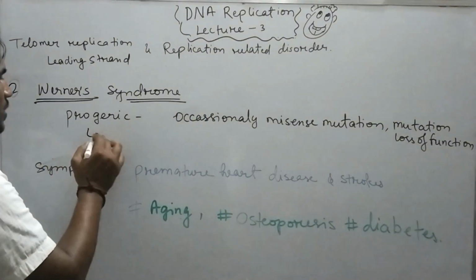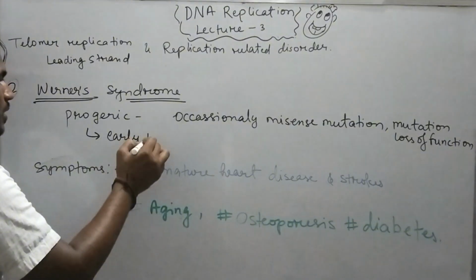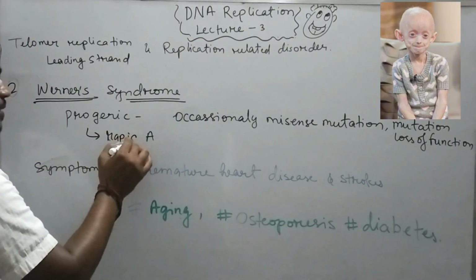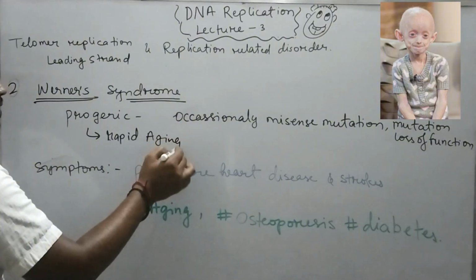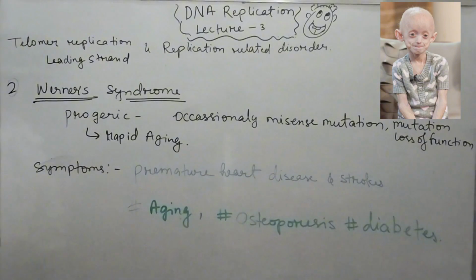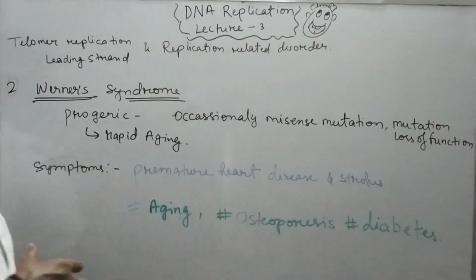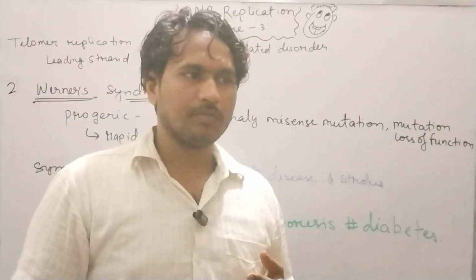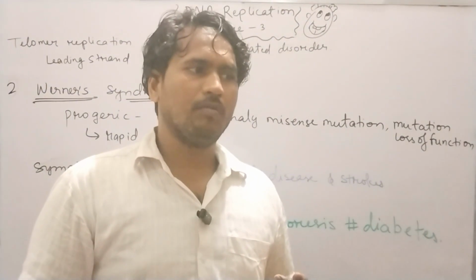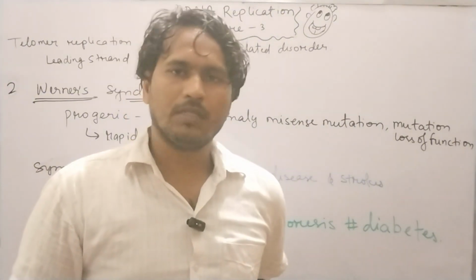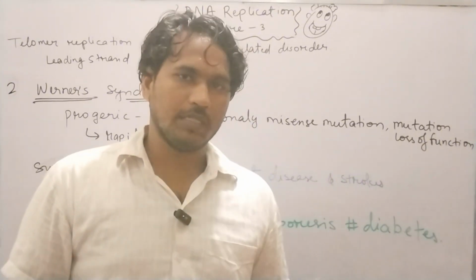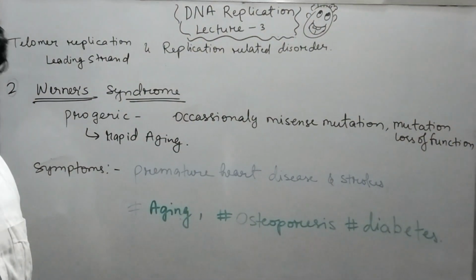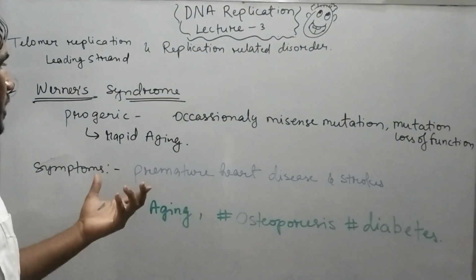What is the meaning? It's early aging, rapid aging. So you will see this rapid aging in the patient. There will be whitening of hair at an early age, loosening of the skin, and you'll find short height, and whatever features you see in an aged person, maximum features will be seen in this patient. Occasionally it is because of a missense mutation, and again this is a loss of function mutation. If the mutation occurs, the function will be lost.